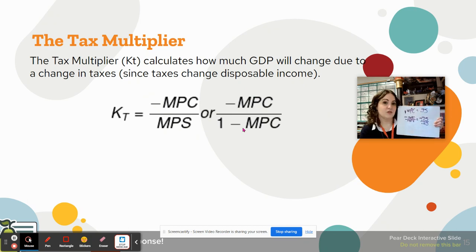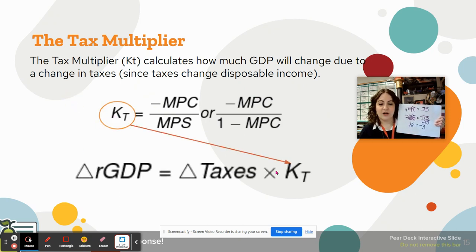So you can use this in a calculator. You have the ability. But negative 0.75 divided by 0.25 is negative 3. So that means in this example, if MPC is 0.75, our tax multiplier, KT, is negative 3. What that means is that if taxes were to go up, GDP is going to fall by 3 times, because just like we plug KS into a bigger formula, we're going to be plugging KT into this formula.